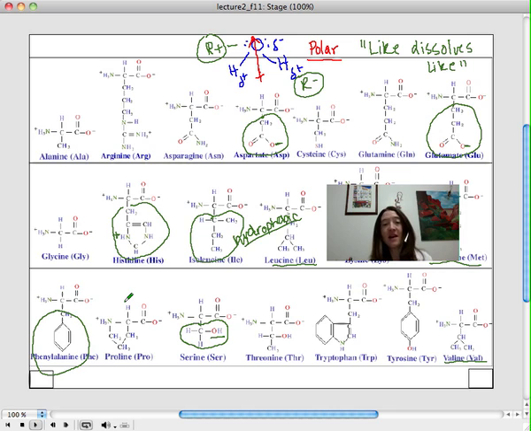Now, I'm going to erase things for a moment so we can talk about which are acidic and which are basic.